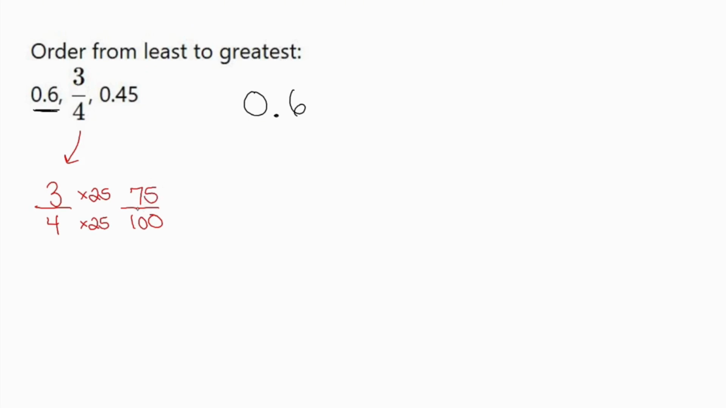Now, this is still not a decimal. How do I turn 75 hundredths into a decimal? Exactly the way it sounds. 75 hundredths. So 3/4 is now 75 hundredths. I got one more decimal, 45 hundredths, so let me write that out.